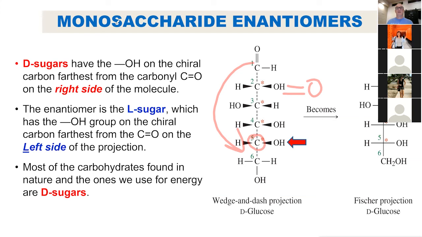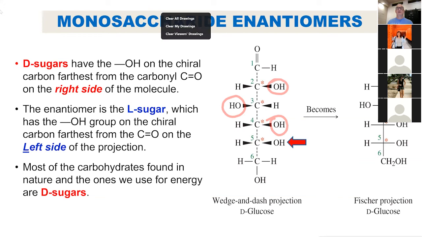Basically, the position of all these other groups turns them into different sugars. It will no longer be called glucose. It'll be called galactose or mannose or something else. It won't be glucose anymore. It'll be a different sugar.